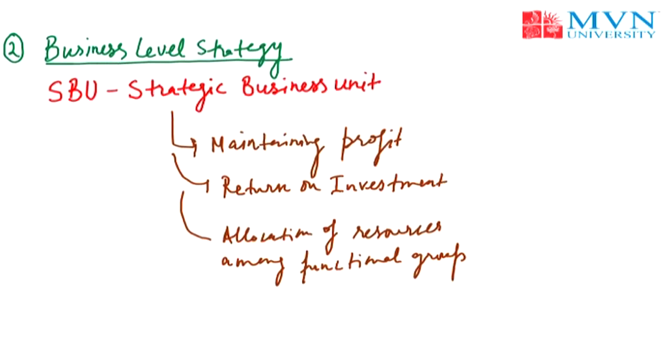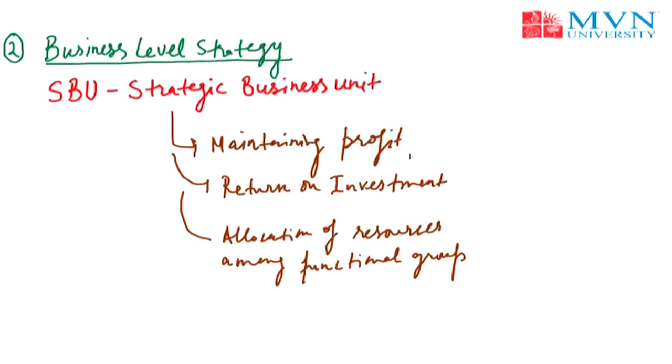Next we'll be moving towards the third level, which is known as functional level strategy. We have seen the business level strategy points and the role played by business level strategy. At the business level, we have seen that it plays the role of a strategic business unit. Each of the business units is known as a distinct and unique business model.